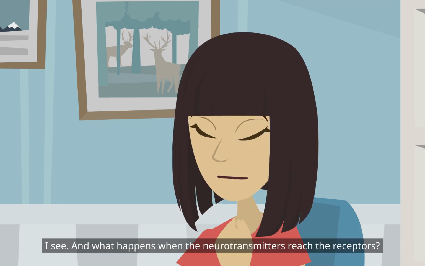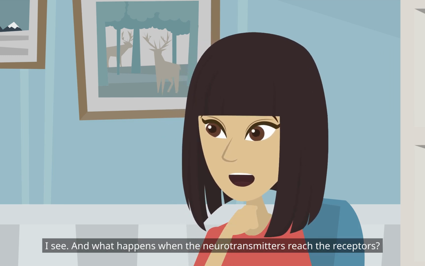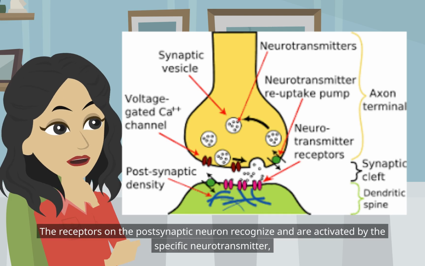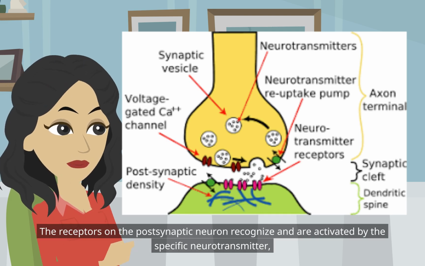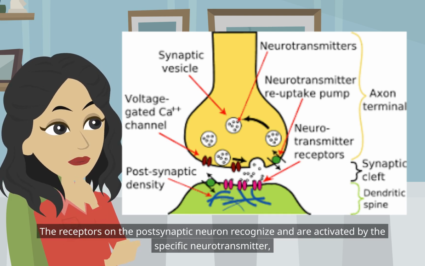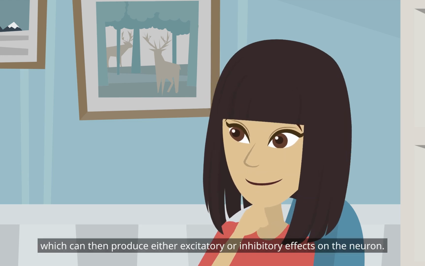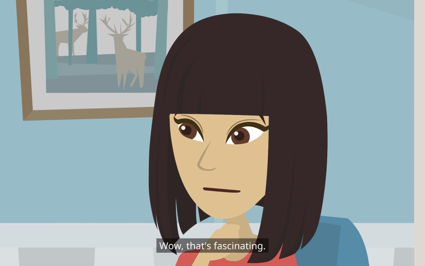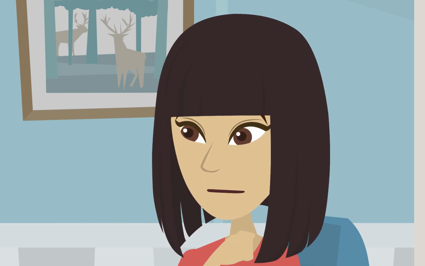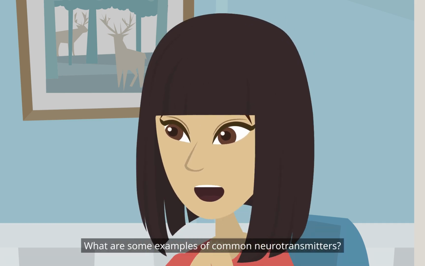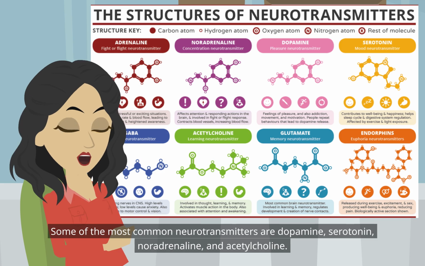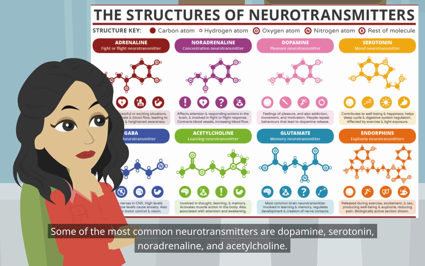I see. And what happens when the neurotransmitters reach the receptors? The receptors on the postsynaptic neuron recognize and are activated by the specific neurotransmitter, which can then produce either excitatory or inhibitory effects on the neuron. Wow, that's fascinating. What are some examples of common neurotransmitters? Some of the most common neurotransmitters are dopamine, serotonin, noradrenaline, and acetylcholine.